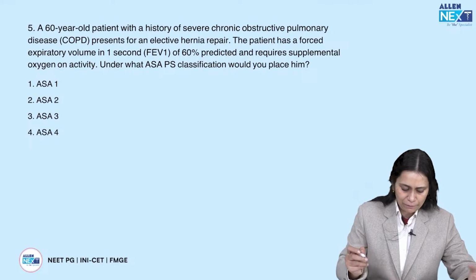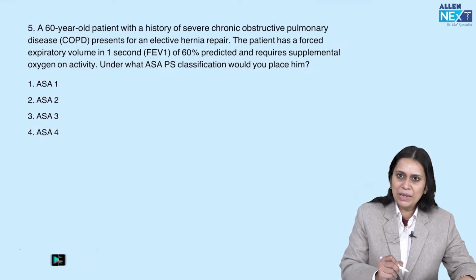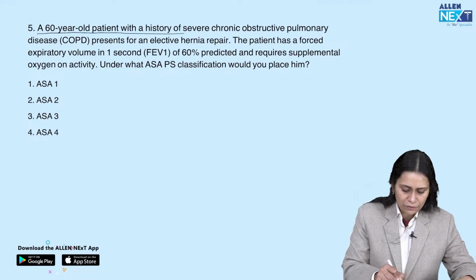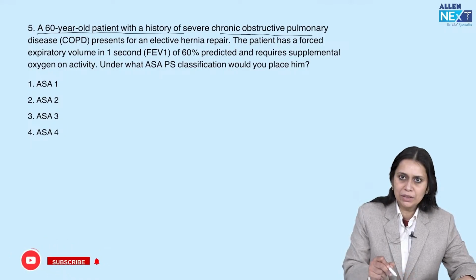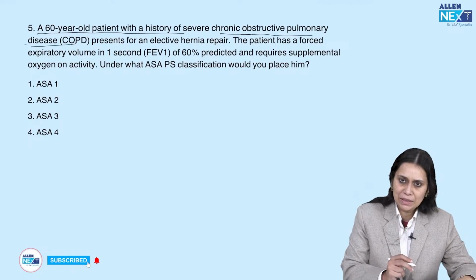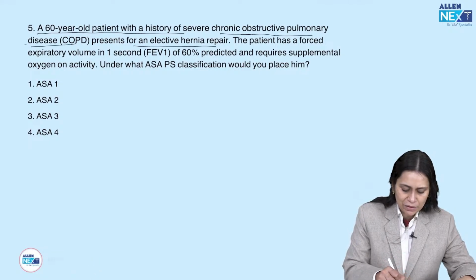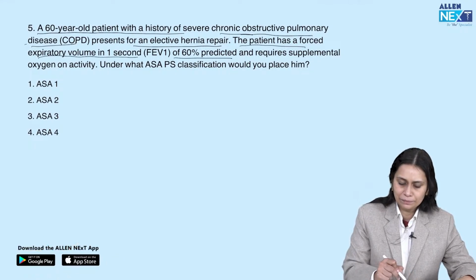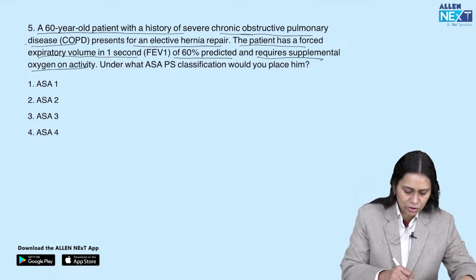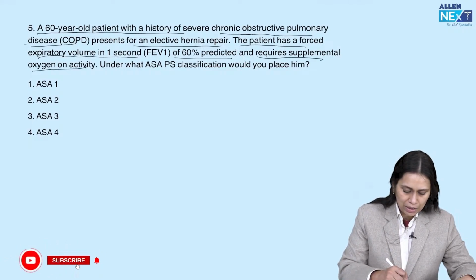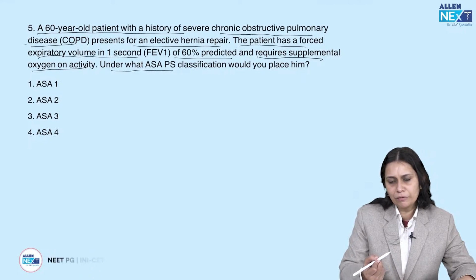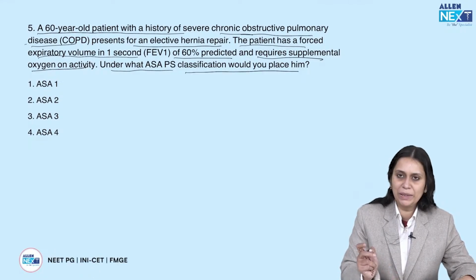The next question which I have picked is from the pre-anesthetic evaluation. A 60 years old patient with a history of severe chronic obstructive pulmonary disease, COPD, presents for an elective hernia repair. The patient has forced expiratory volume in 1 second of 60% of the predicted and requires supplemental oxygen on activity. Under what ASA, American Society of Anesthesiologists, physical status classification would you place him?